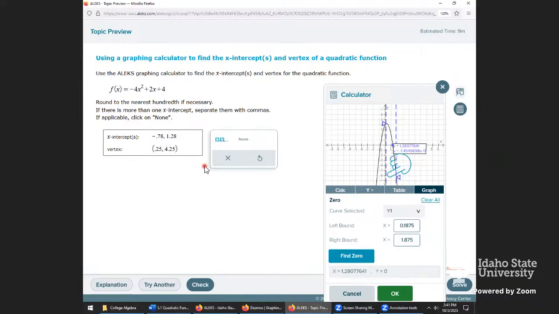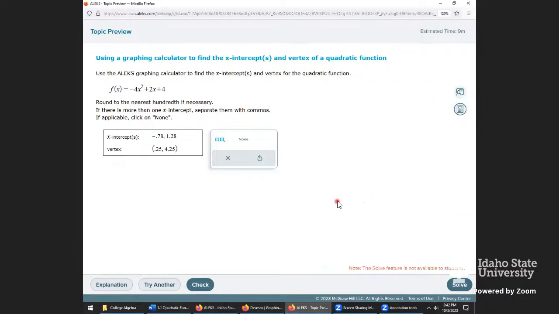How does it look to folks? Does it look all right so far? Okay, kind of tedious and definitely apology worthy. Sorry about the tedious graphing calculator built into the ALEKS system.